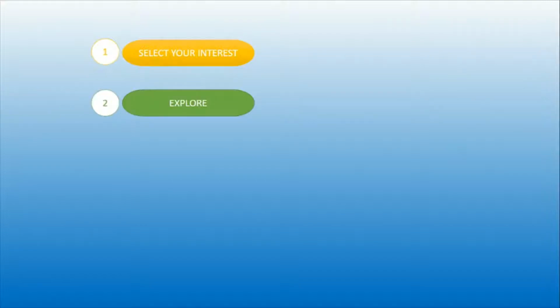In this video, I'm going to show you 3 steps that can help you develop a research topic. The first step is that you need to select your interest. The second step is that you need to explore. I'll explain what that means. And the third step is that you need to specify your study. So let me explain all these 3 steps in detail.